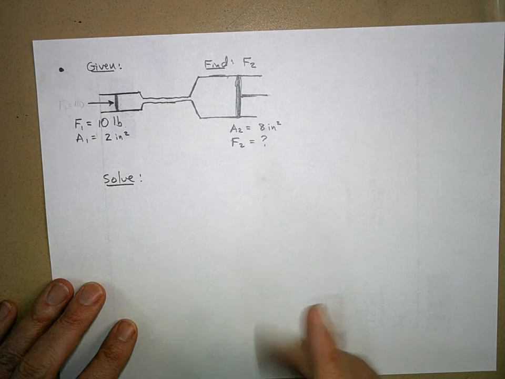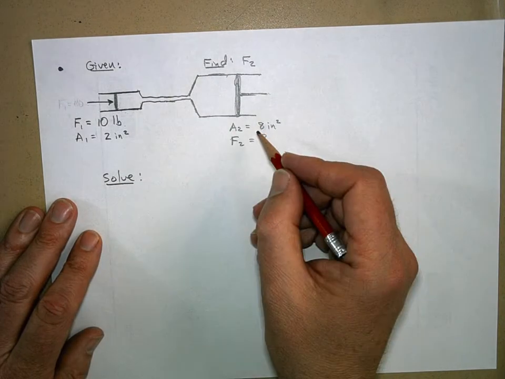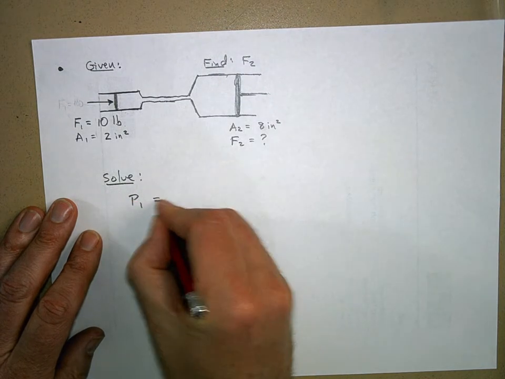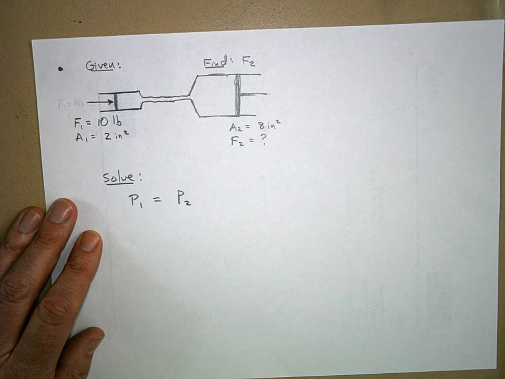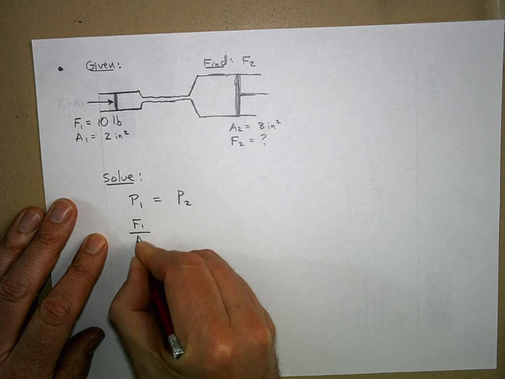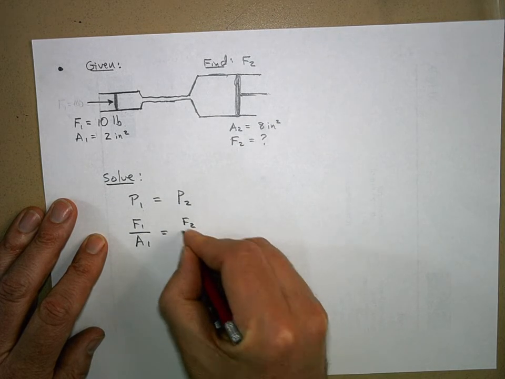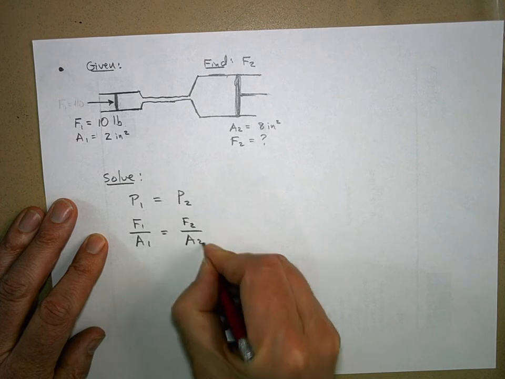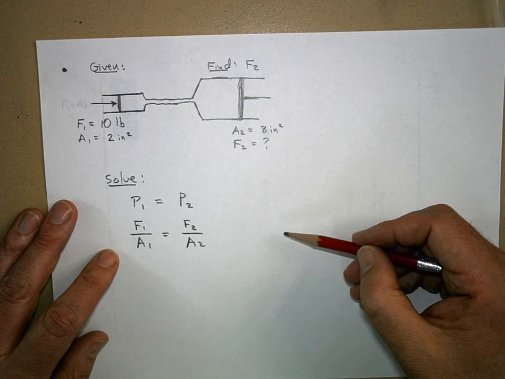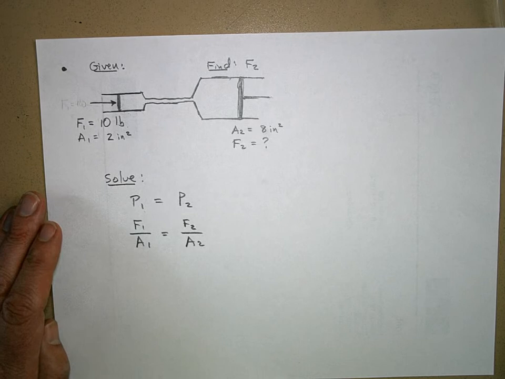Well, here's where you always start with problems like this. Because this is a fluid, and because of Pascal's law, I can say the pressure in 1 is equal to the pressure in syringe number 2. But the pressure in 1 is F1 over A1, right? And the pressure in 2 is equal to F2 over A2. Now you solve it from here. Stop the video now and finish this problem. Okay, let's see how you did.